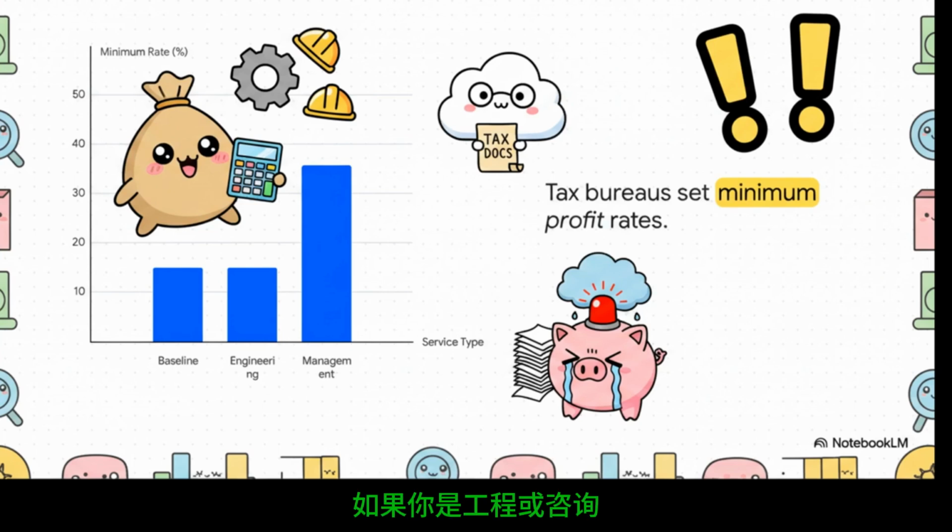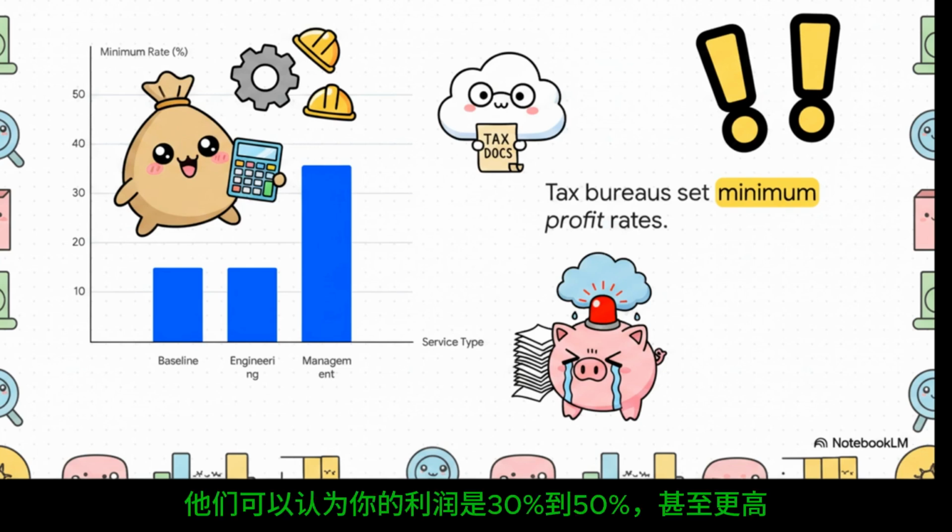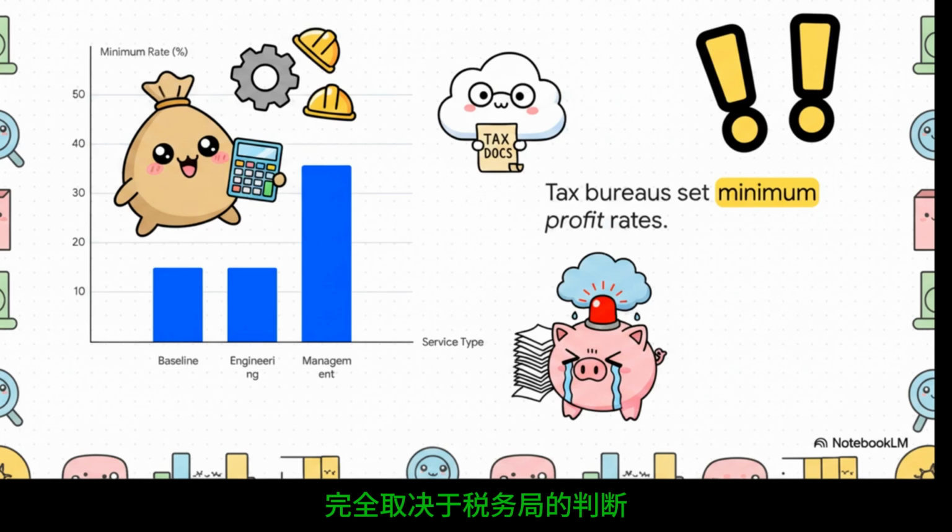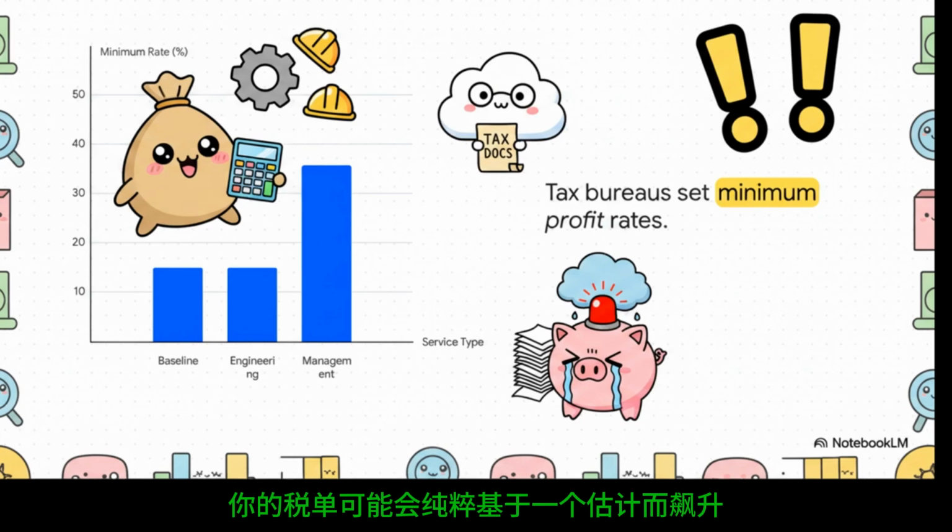If you're in engineering or consulting, it hovers between 15 and 30%. But for management services, they can deem your profit to be 30 to 50% or actually even higher, depending entirely on the tax bureau's judgment. Meaning, if your documentation is sloppy, your tax bill could literally skyrocket purely based on an estimation.